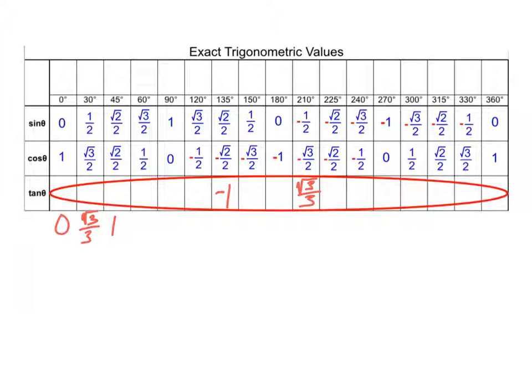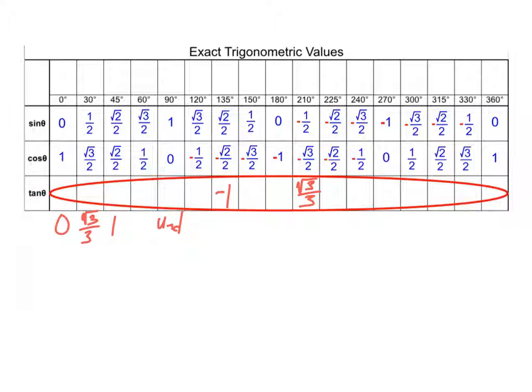90 degrees. There we have to do 1 divided by 0. What's 1 divided by 0? Non-existent. This is the tricky one. Yep, it's undefined. We cannot divide by 0. It's impossible. If you have 1 apple and you want to divide it up into 0 pieces, you can't. There's always going to be some pieces.